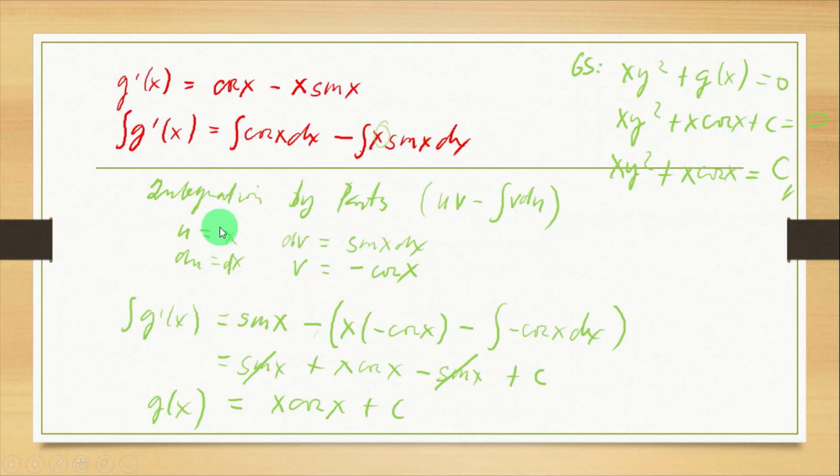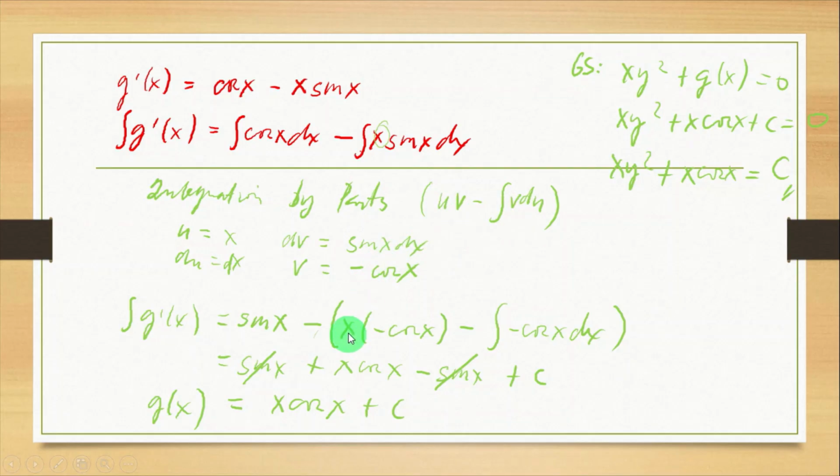We assign, if you can still recall the process of finding the integral of functions using integration by parts, you assign your u and then your dv. So our u here is your x, and then the derivative of x is dx. Our dv here is sine of x dx, and the integral of dv is negative cosine of x. Okay, so you have the integral of g prime of x, that's equal to sine of x minus, of course, you plug in the values or the expressions representing the formula, that's uv minus the integral of v du.